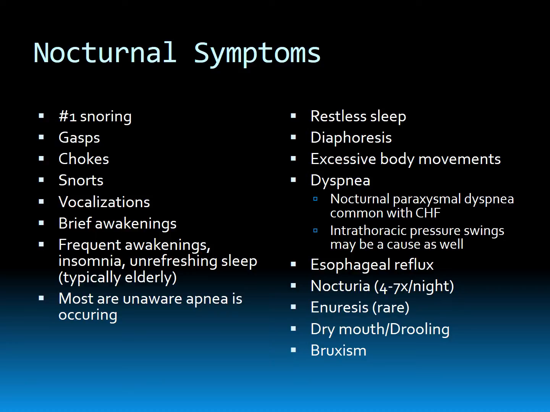Esophageal reflux is very common. If you think about it, as the airway collapses and that negative pressure sucks against that airway, that can actually create more pressure in the esophagus and then cause that gastric contents to come up the esophagus and enter the airway. So there's some reflux that can occur at night. Nocturia, this is frequent urination during the night, and this can be like 4 to 7 times per night is considered excessive. Enuresis, or wetting the bed, this can occur as well, although it's fairly rare.